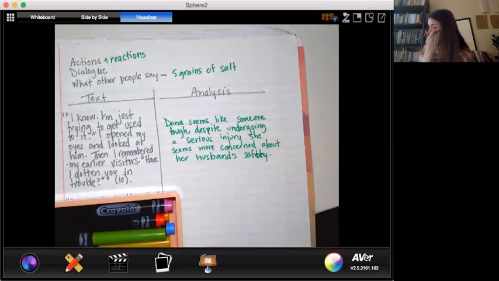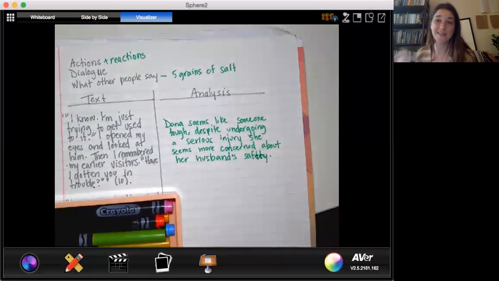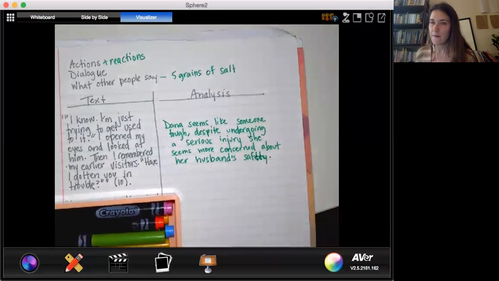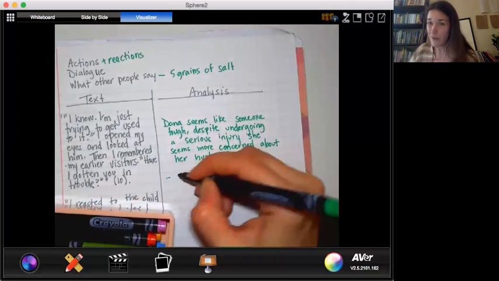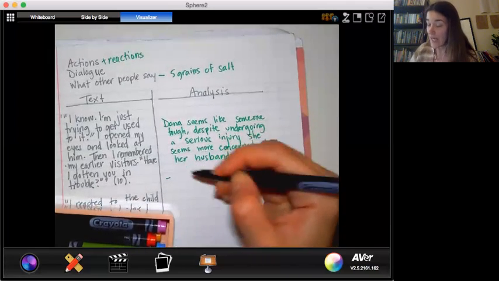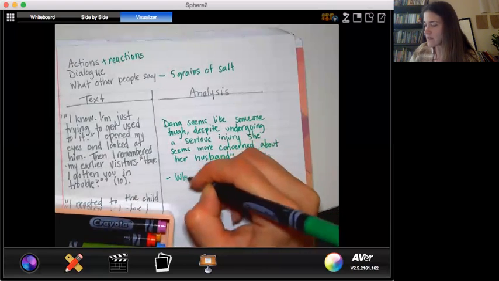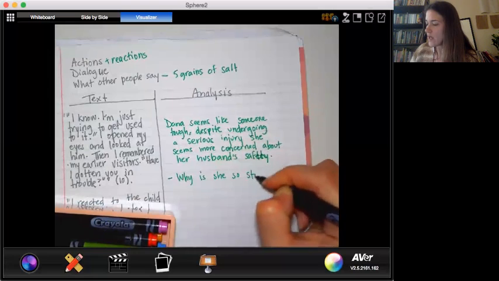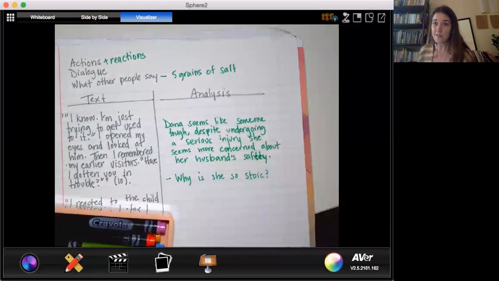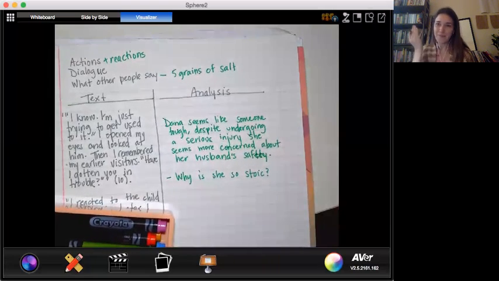And this also leaves me wondering, since the beginning of the book, why is she so stoic about this? If I lost part of my arm, I would be freaking out. So I'm just going to say that. Why is she so stoic? Maybe we'll get an answer. Maybe we won't. We just have to figure it out.